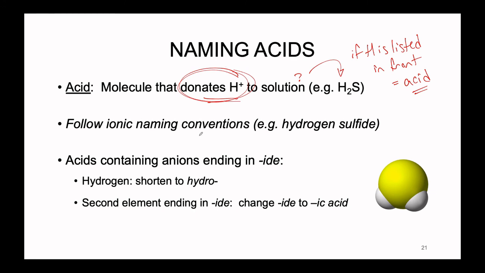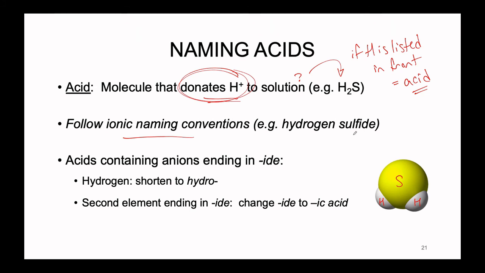Now, to name acids, we are first going to follow the ionic naming conventions. This is going to give us a really nice setup. So let's say hypothetically we are working with H2S, which we can see illustrated down below. We have a single sulfur and 2 little hydrogens bound off of it. The name that we would give to this compound following the ionic naming conventions is hydrogen sulfide.